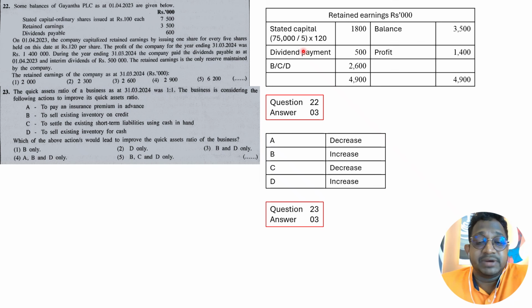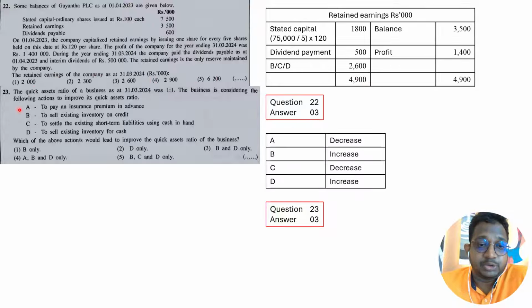And 75,000 divided by 5, that is your number of shares at the capitalizing, and it should be multiplied by 120. Then the stated capital, which means the retained earnings capitalized, is 1,800. Then you can get the balance as 2,600 here.